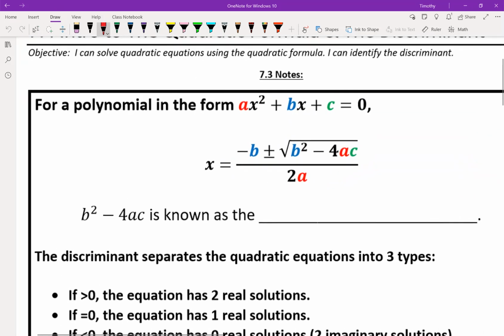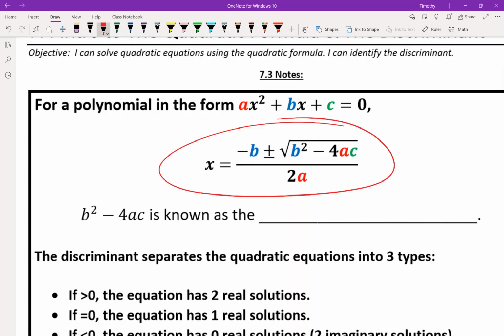So the formula is this. For a polynomial in the form ax squared plus bx plus c equals 0, the quadratic formula says that x equals negative b plus or minus the square root of b squared minus 4ac all over 2a. It's a large formula, but for today's notes, we're just going to focus on the part inside the square root, that b squared minus 4ac, and it's known as the discriminant.